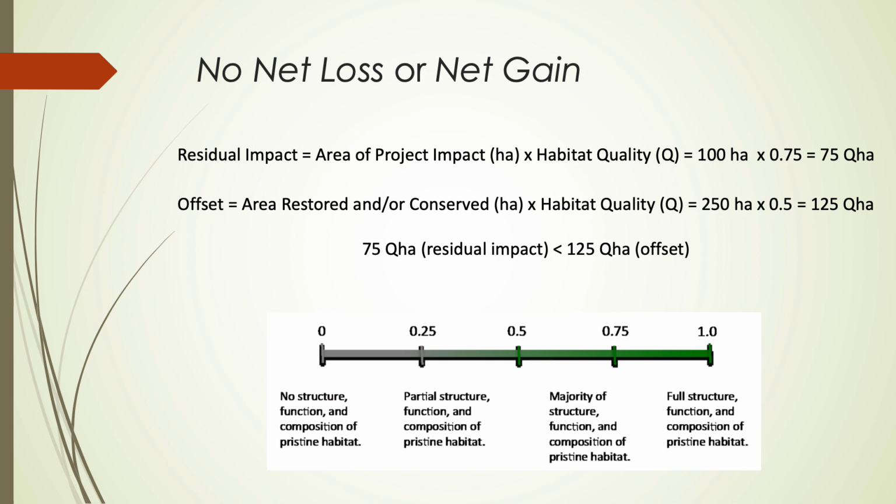In this case, quality, or Q, might be expressed as a coefficient ranging from 0 to 1, multiplied by the area, for example, hectares, providing the unit of measure quality hectares, or QHA. Using this metric, a loss-gain calculation depicting a net gain would look like the example shown here, where a residual impact of 75 quality hectares is less than the benefit of the offset, which is 125 quality hectares. Notice how the two factors, quality and area, are used in each equation to achieve these results.